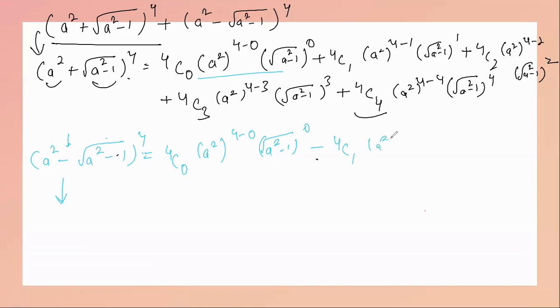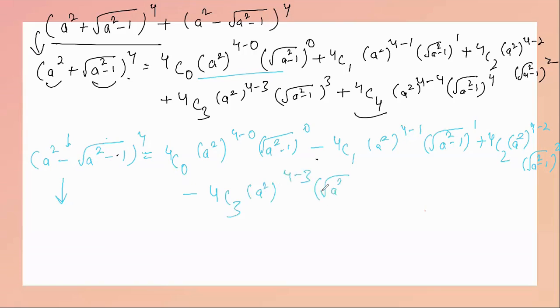So 4C1, a² raised to the power 4 minus 1 and √(a² − 1) raised to the power 1. Then r is equal to 2 and the third term is positive. Then the next term negative: 4C3, a² raised to the power 4 minus 3, √(a² − 1) raised to the power 3. Then the next term positive, the last term is positive: 4C4, a² to the power 4 minus 4, and √(a² − 1) raised to the power 4.